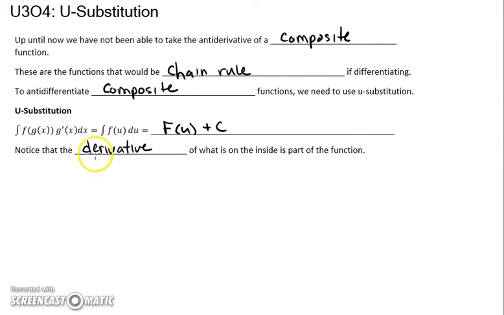So let's take a look, because this looks way more confusing than what's going on. The main thing we need to make sure of is that whatever's on the inside, its derivative has to be in the function, and we're going to call that inside thing u. Let's look at an example of what's going on here.